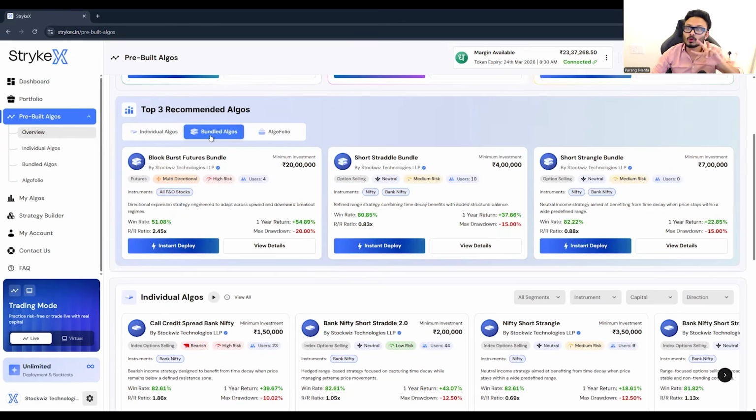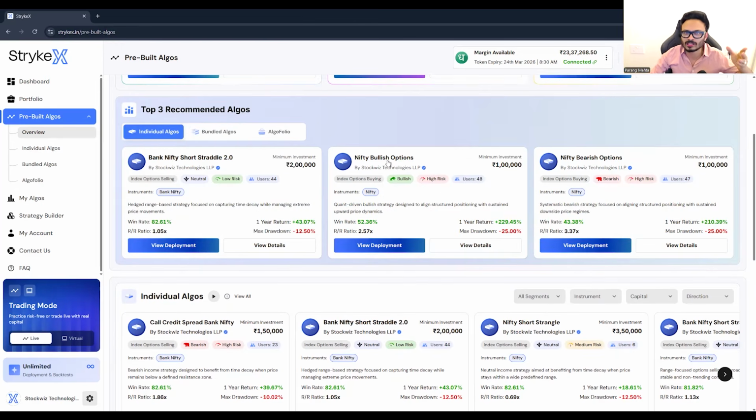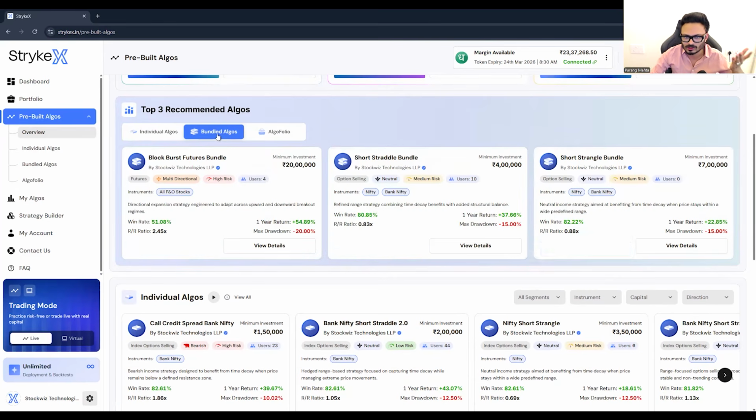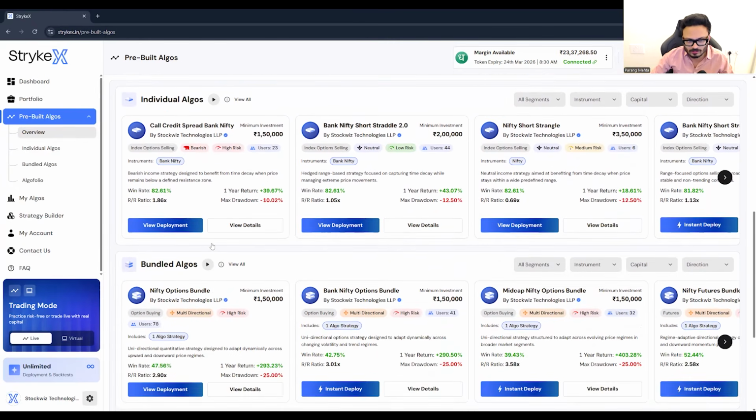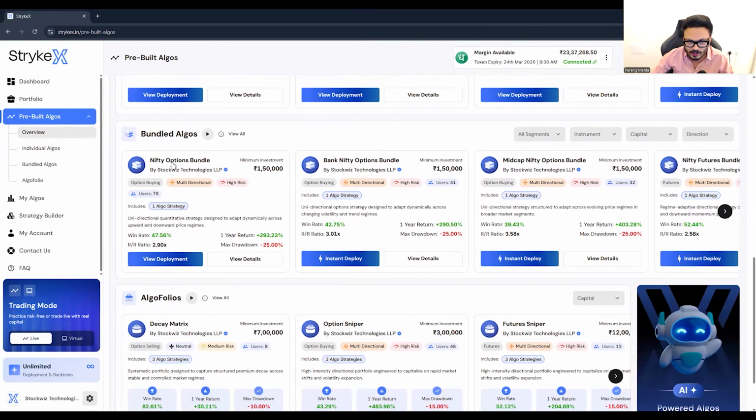Bundled algos are two algos bundled into one. For example, you want to take option trades in Nifty on both the bullish side and the bearish side. What you would otherwise have had to do is go to the individual algos, deploy the Nifty bullish options, then deploy the Nifty bearish options. Instead, you can go to bundled algos and directly deploy the Nifty options bundle. So let's say I go to bundled algos and scroll down, you will see the Nifty options bundle.